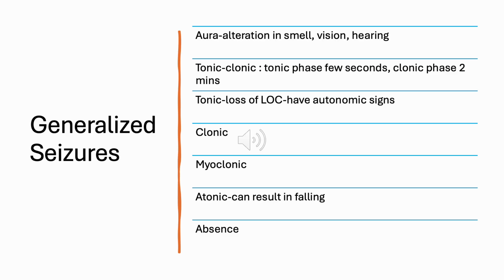It's called the tonic-clonic. So the tonic phase, remember, that's the stiffening of the muscles, only lasts a few seconds. And then the clonic, which is the rhythmic jerking phase, lasts about 2 minutes. Then tonic is they do have a loss of LOC, same with tonic-clonic. And then clonic is the rhythmic jerking by itself. Myoclonic is brief jerking and stiffening of the extremities. And then atonic means loss of muscle tone. So if somebody's walking, it could result in falling. And then absence seizures, this typically happens in children, so you'll learn about that in pediatrics.